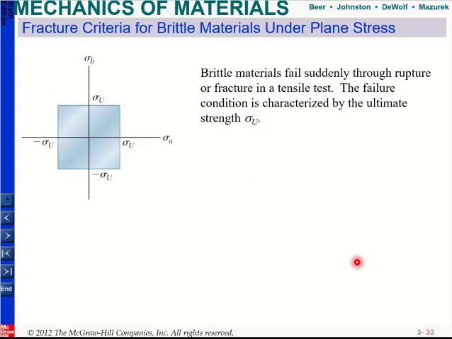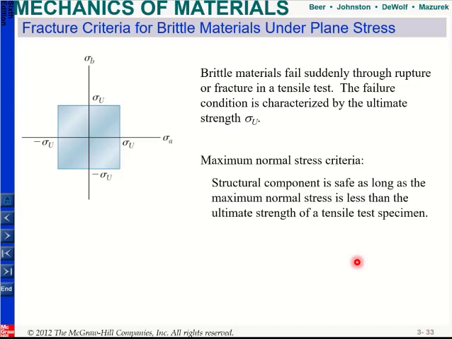Brittle materials generally fail from normal stress, so for them it is very straightforward. All you need to do is find the ultimate strength of your material, and then find your maximum stress. If your maximum stress is less than your ultimate stress, you are fine.